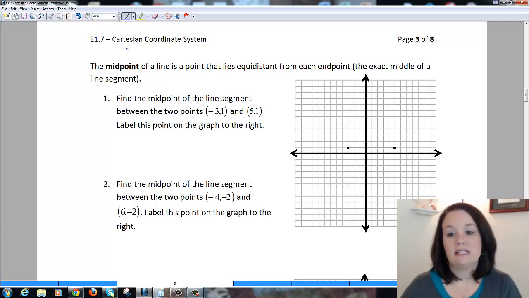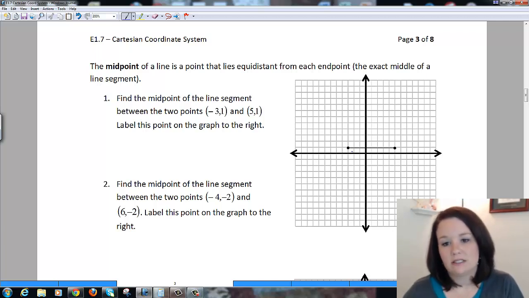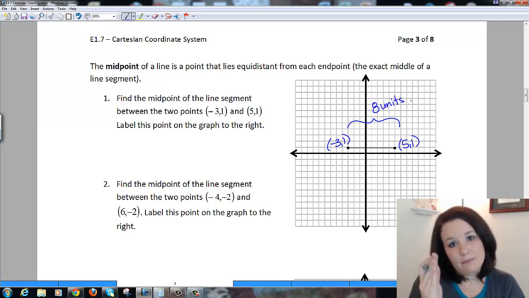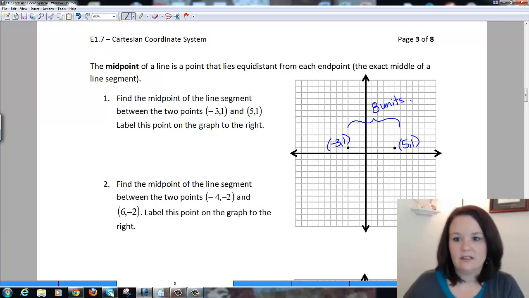If you wanted to find the distance, I could count up these boxes, right? This is the point -3,1, and this is the point 5,1. So I could count from one point to the other. I have 1, 2, 3, 4, 5, 6, 7, 8. Okay, so this line right here is a distance of 8 units, which means if I go to the exact middle, I could take half of that, right?